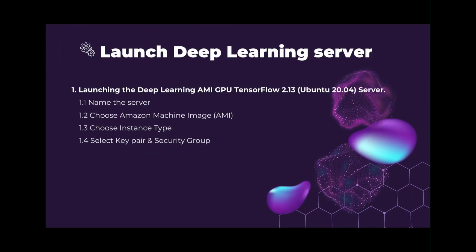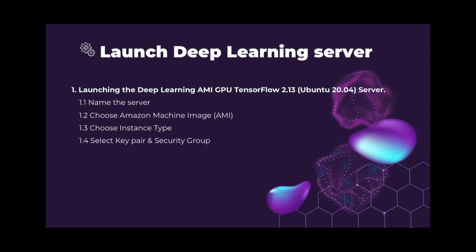The first step that we started with was to find a suitable server for our problem, which is deep learning based facial emotion recognition with parallel processing. Since we are going to develop a deep learning model and train it on an Amazon server, we went with choosing the deep learning AMI GPU TensorFlow 2.13 server, which runs on Ubuntu.